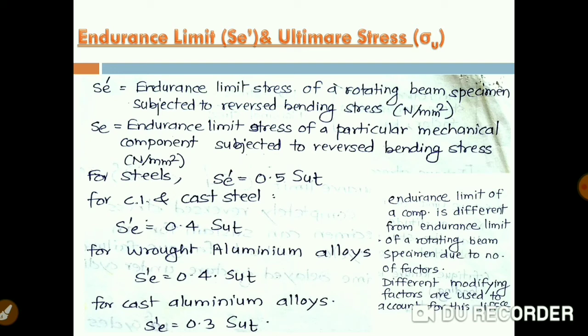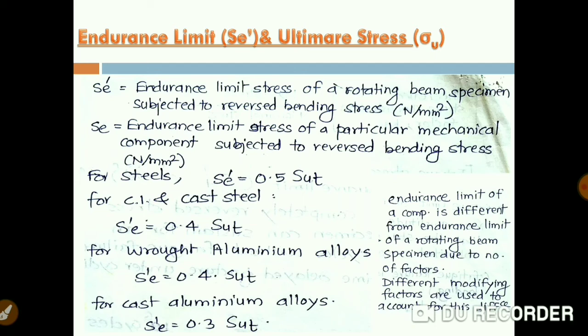Endurance limit of a component is different from the endurance limit of the rotating beam specimen due to a number of factors. Different modifying factors are used to account for this difference. So from this endurance limit of the specimen we can find the endurance limit for the component. These values, Se dash is equal to 0.5 times sigma ut for steel, for cast iron it is 0.4 times sigma u, for wrought iron it is 0.4 times sigma u, and for cast aluminum it is 0.3 times sigma u. These are the values for endurance limit of the rotating beam specimen.